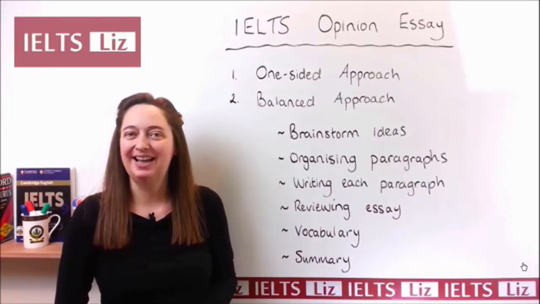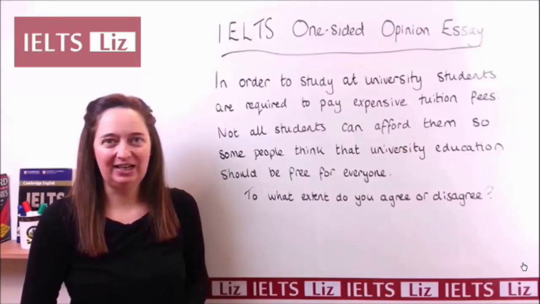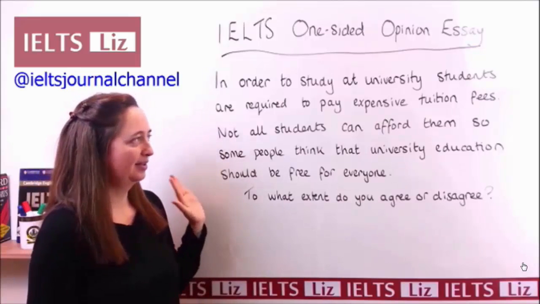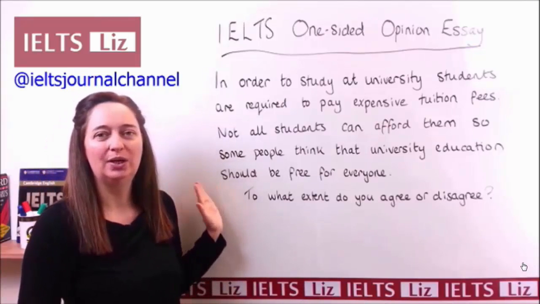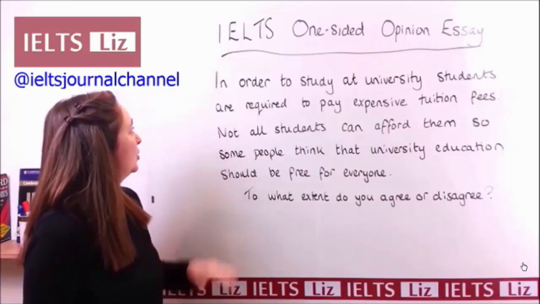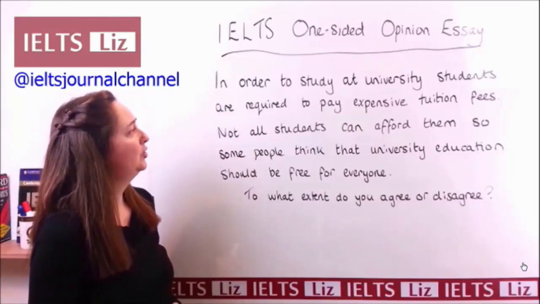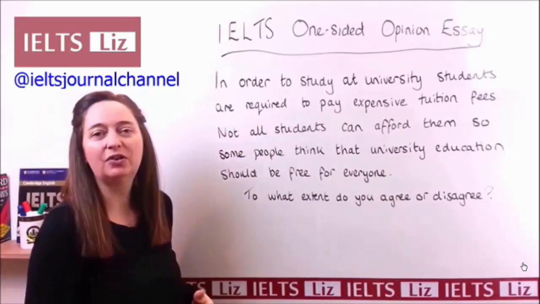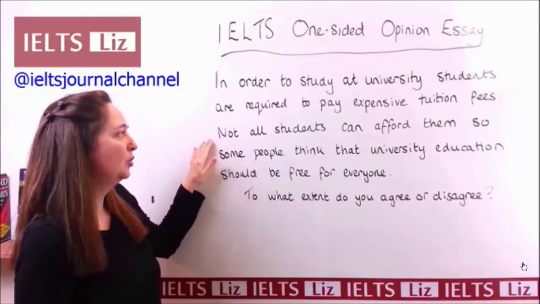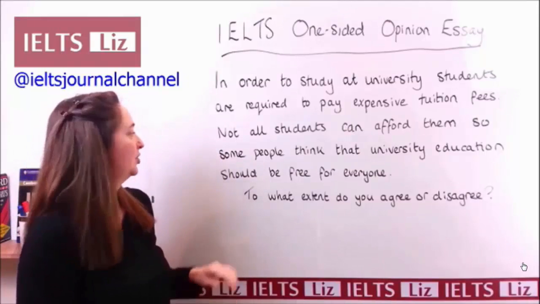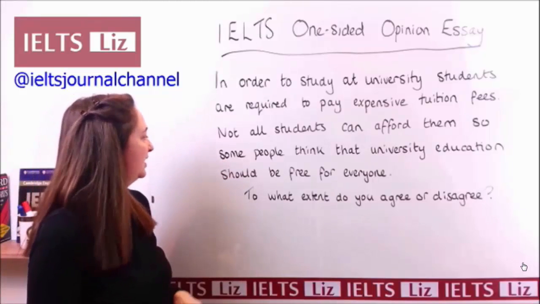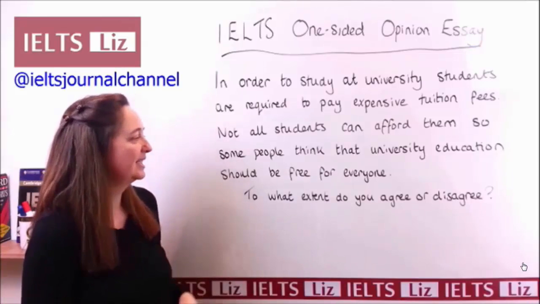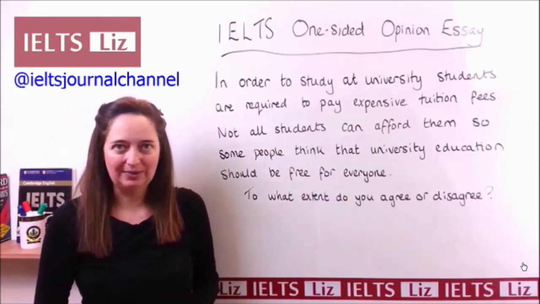Let's have a look at the essay question. Here is the essay question that we will use for both essays. We will learn how to answer this essay question in 2 different ways. So it says, in order to study at university, students are required to pay expensive tuition fees. Not all students can afford them. So some people think that university education should be free for everyone. To what extent do you agree or disagree?